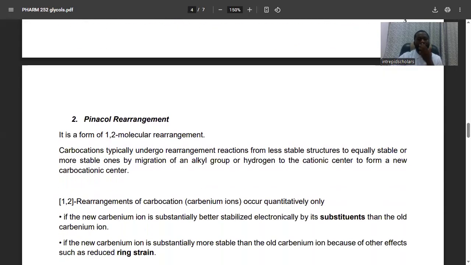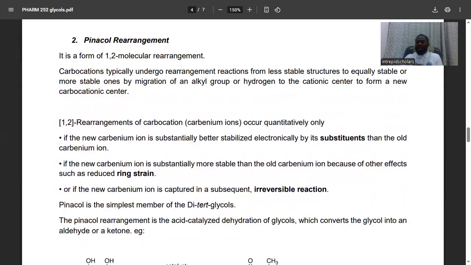Moving on. Pinacol rearrangement, my favorite. Now, it is a form of 1,2 molecular rearrangements. It is at this point that I have to remind you of what you already know in chemistry, that reactions always proceed, at least spontaneous reactions. They always proceed towards a place that will give them higher stability. Natural reactions occur leading to higher stability. That's spontaneous reactions.